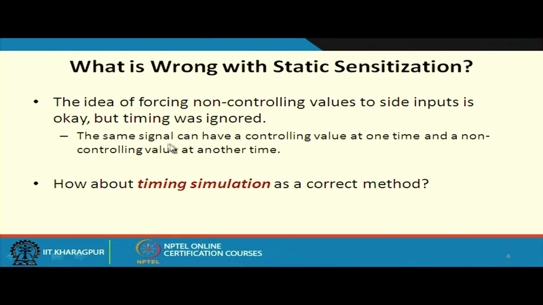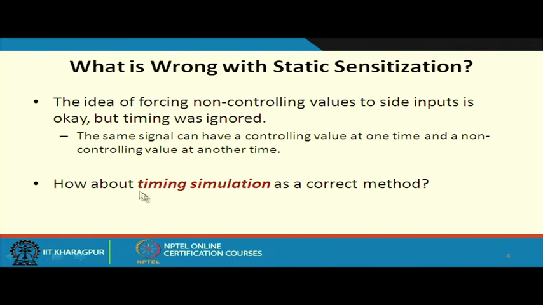the values of the side inputs are not constants, they are also changing in time. So, sometimes they are controlling, sometimes they are non-controlling. It is not that statically, in a constant way, you are applying a fixed value. Temporarily the status might change, and that creates the problem, right. So, this is what is mentioned here. The same signal can have a controlling value at one time and a non-controlling value at another time.